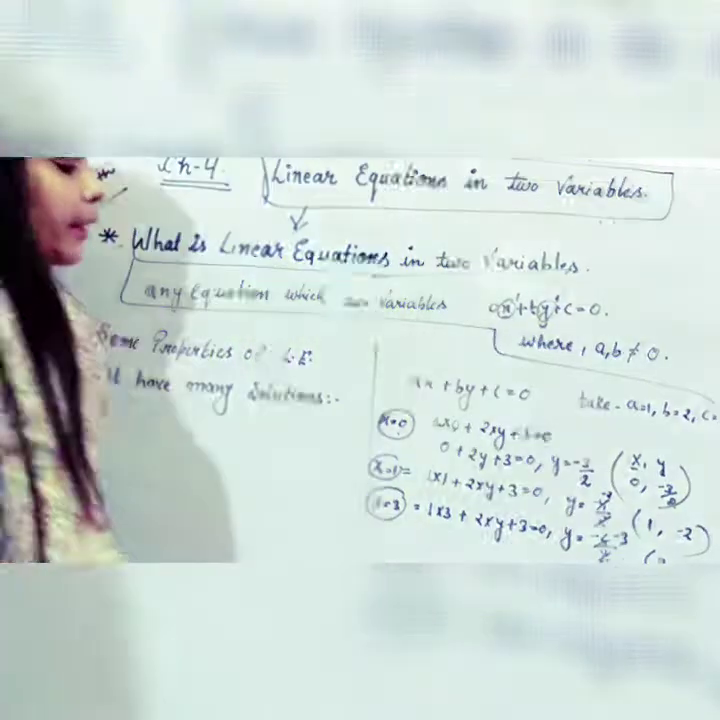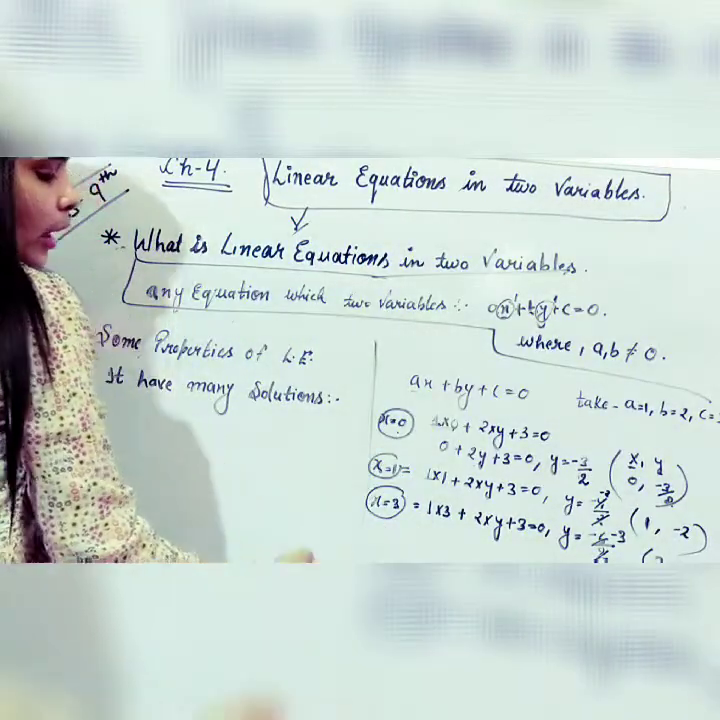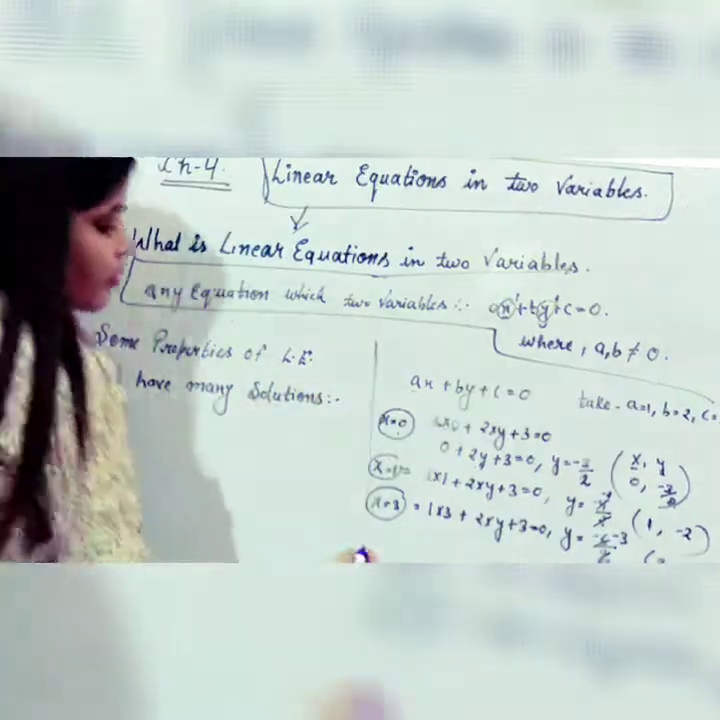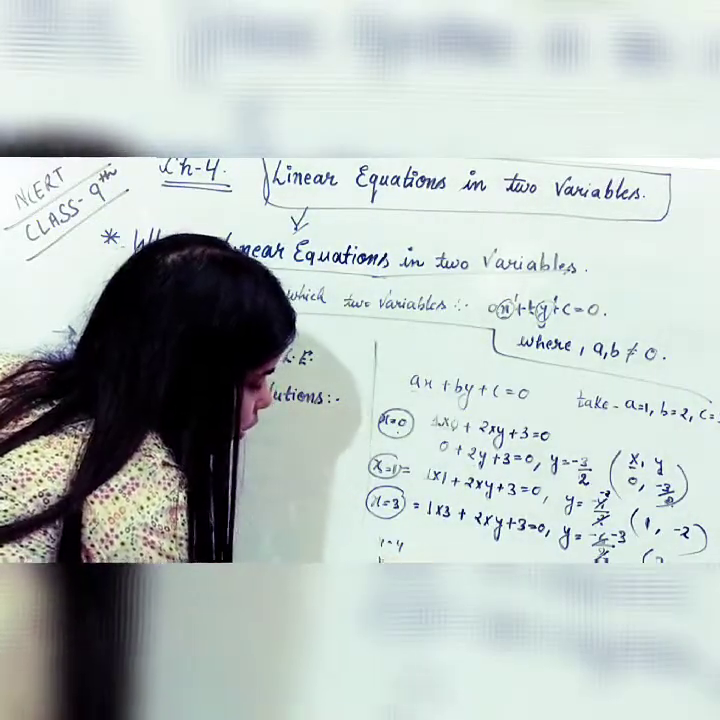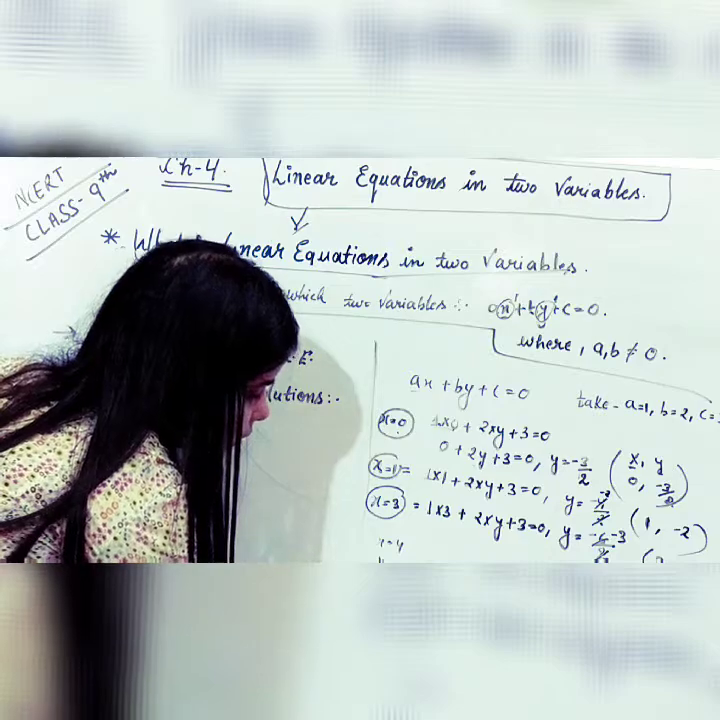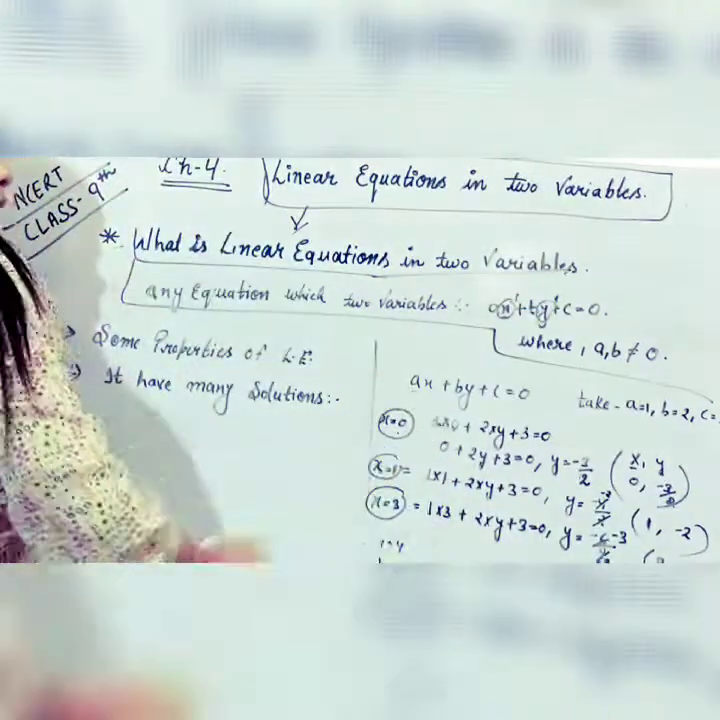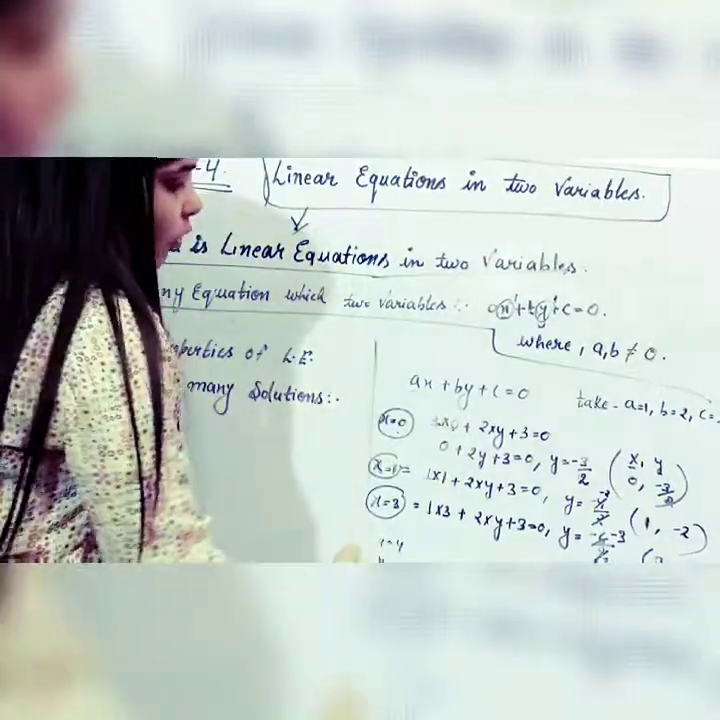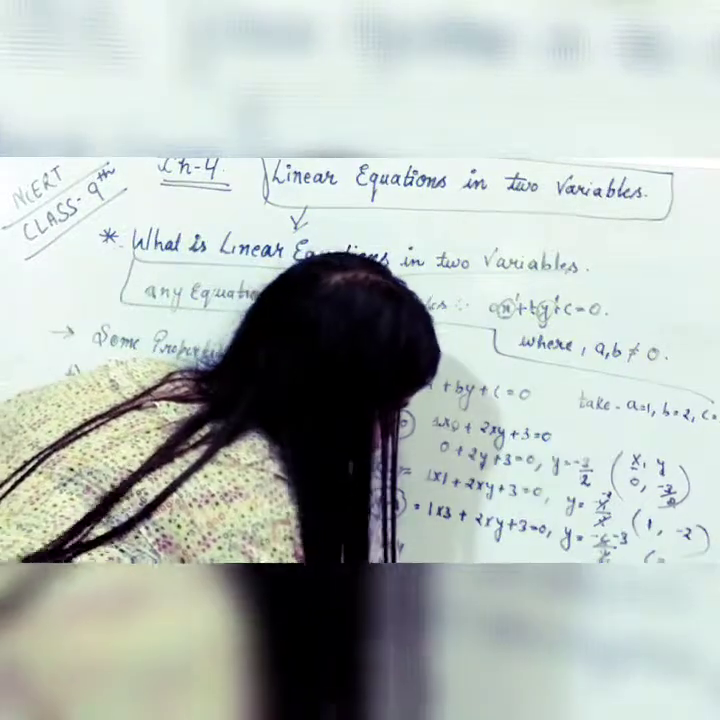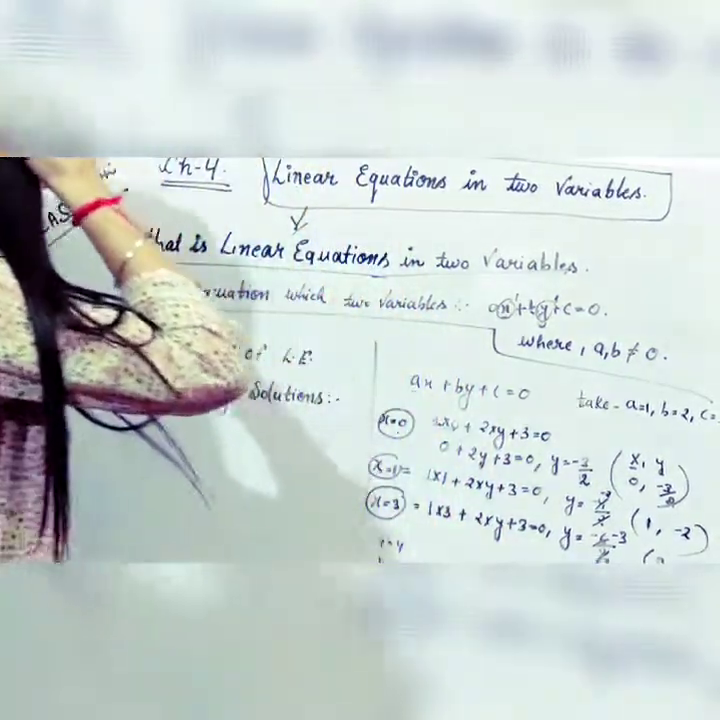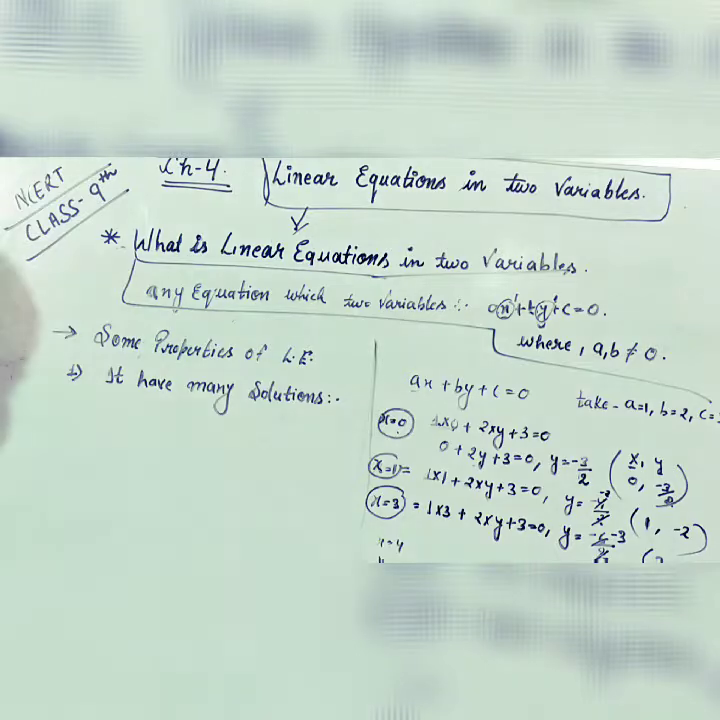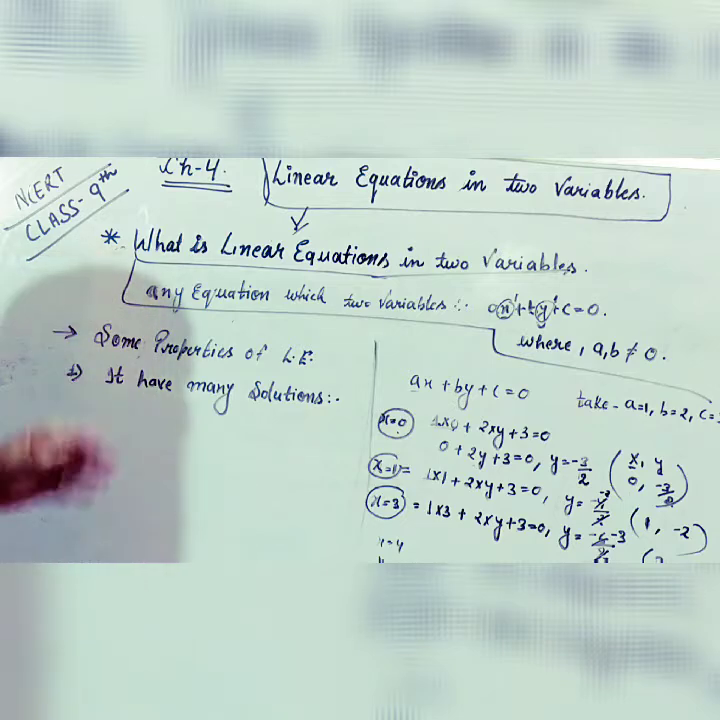We can take the value of x as many values, like 4, 5, 6. Then we find an infinite number of values of y, and so on. Okay students, now I think this is enough for linear equation in two variables.